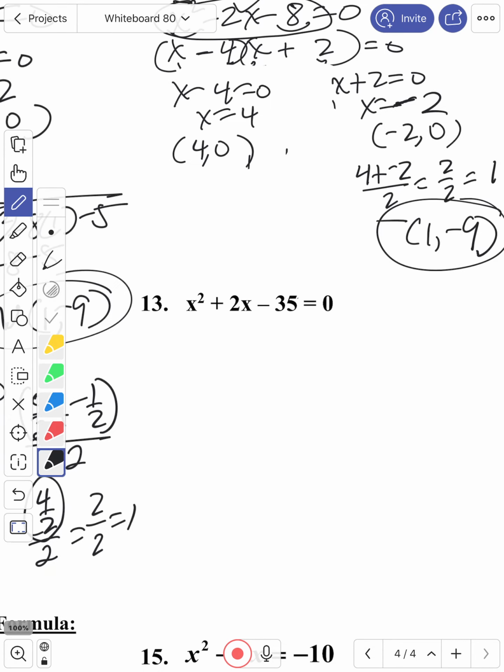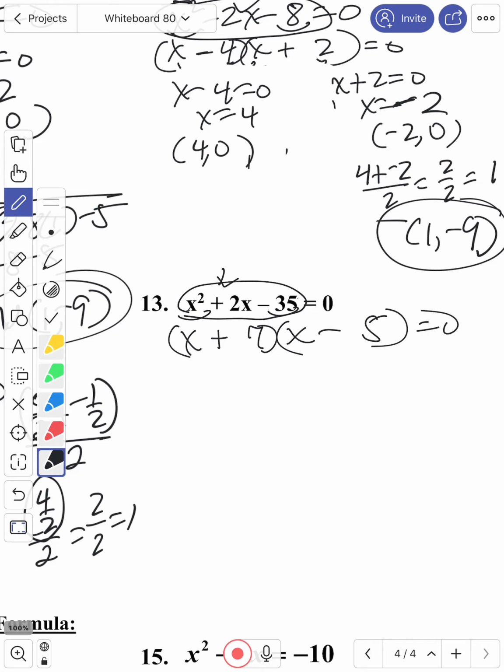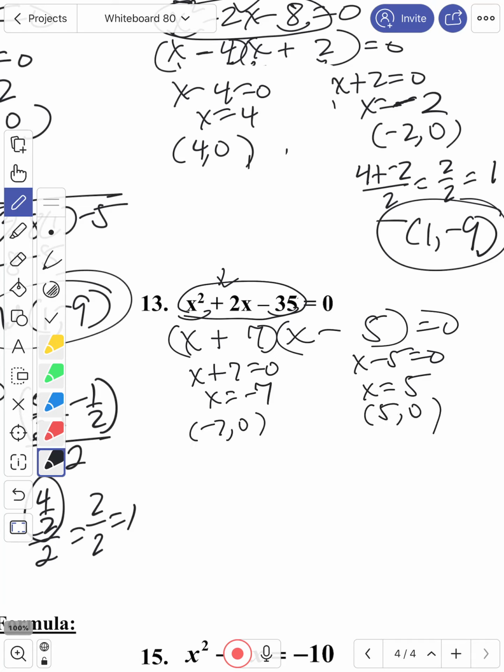All right, on this one, it's ready to go. Nothing in common, set equal to 0. Factors of x squared. Factors of 35 are 7 and 5. Plus and minus would get me that positive 2. Set your factors equal to 0. So this x-intercept is negative 7, and this x-intercept is 5. And so I have x-intercepts of (negative 7, 0) and (5, 0).